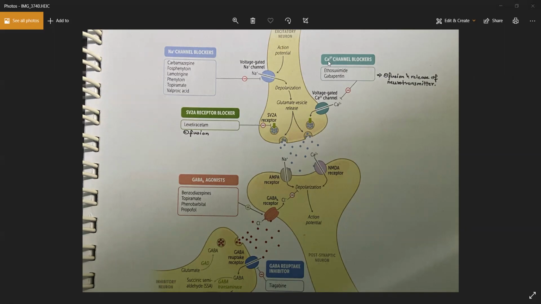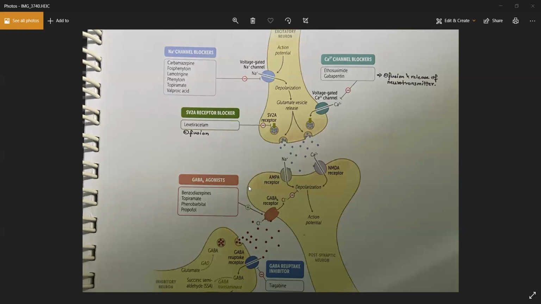The second type are the calcium channel inhibitors, like ethosuximide or gabapentin. They will inhibit the calcium channels, because after the sodium, you need the calcium influx to cause the release of these neurotransmitters, right? If the calcium is not there, the release won't happen. Then you have the SV2A receptor blocker. You need these receptors for the vesicles to fuse with the membrane. If the receptors are not present, you won't have any fusion, so you won't have any release of the neurotransmitters. The SV2A blocker is levetiracetam, which ultimately inhibits the fusion.